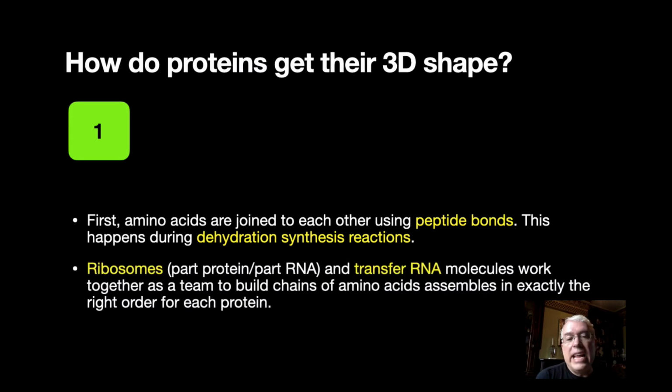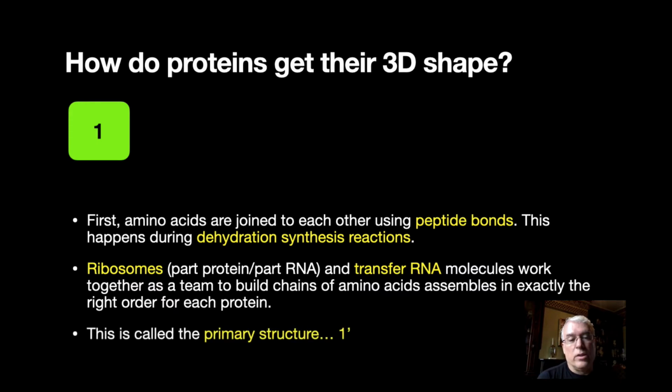Ribosomes and another type of RNA called tRNA, or transfer RNA, work together as a team to assemble amino acids in exactly the right sequence or order for every protein. And that sequence of amino acids is determined ultimately by the DNA molecule. We have a whole unit of study about that idea, but for right now, I want you to know that the primary structure is determined by the sequence of amino acids, and that sequence has been laid out ultimately by a DNA molecule.